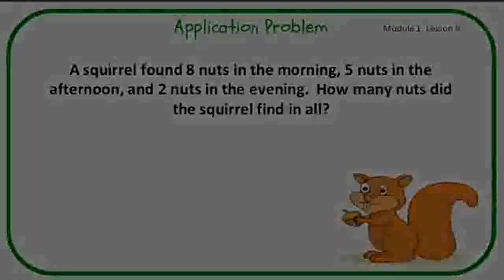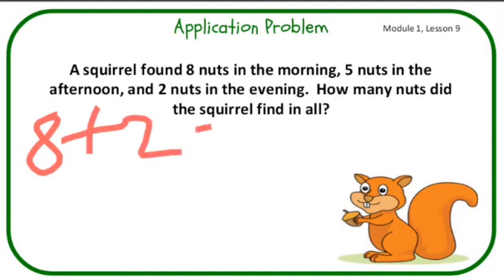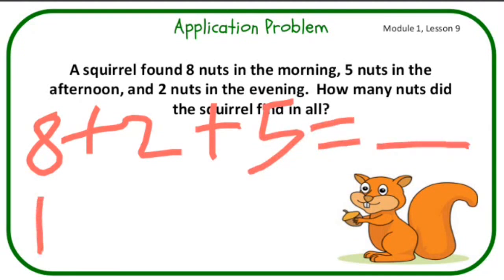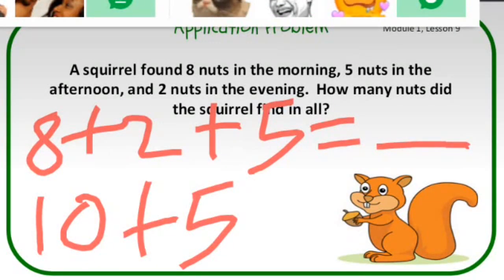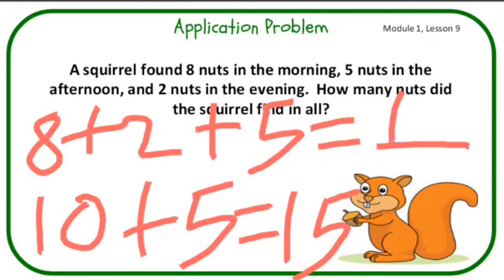So I have my 8 plus 2 plus 5 equals, I don't know yet, but we know we have 10 plus 5 because 8 and 2 makes 10. 8 and 2 makes what? 10. Very good. So 10 plus 5 is what? 15. So here I have my 15. So that means the squirrel found 15 nuts in all for the whole day.